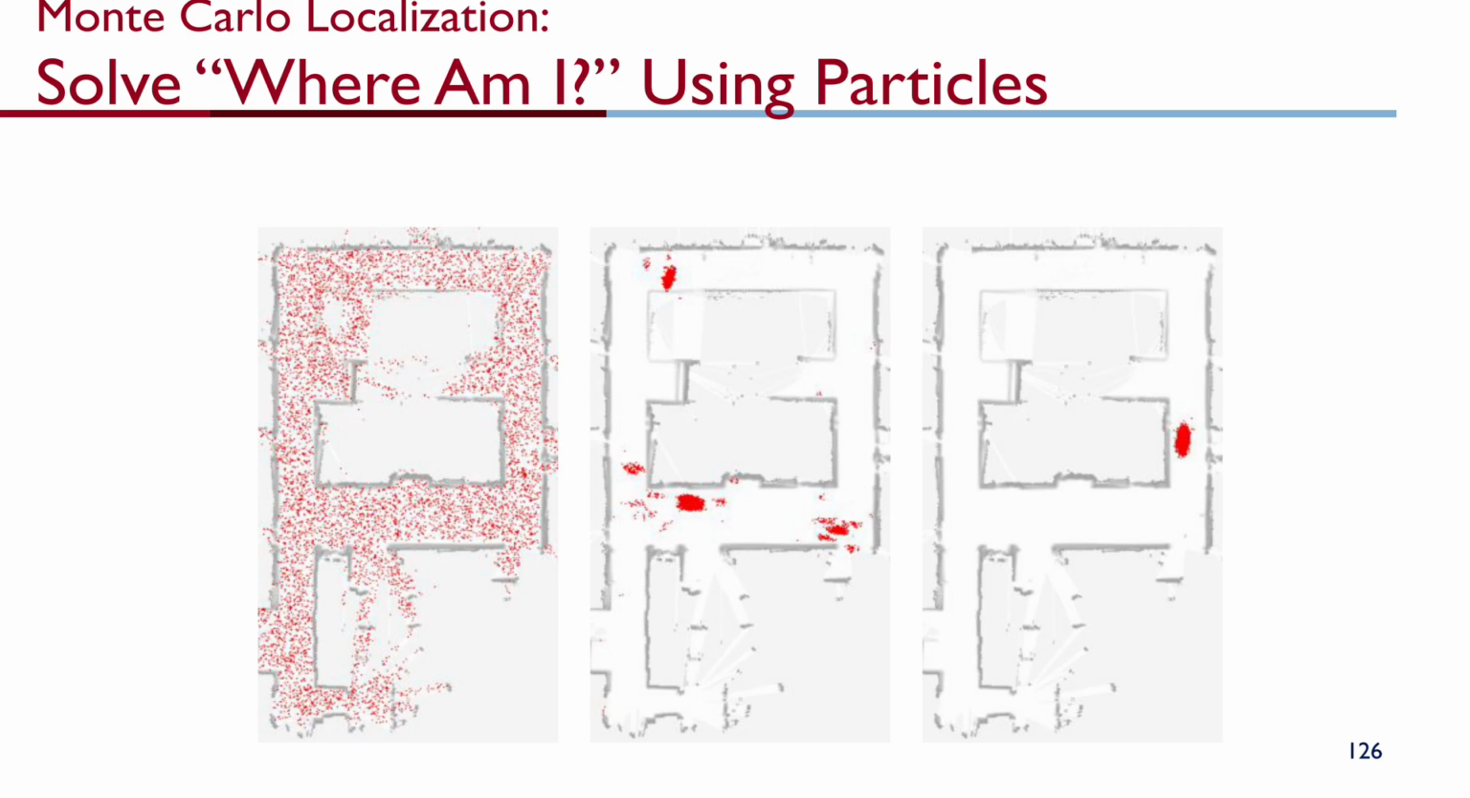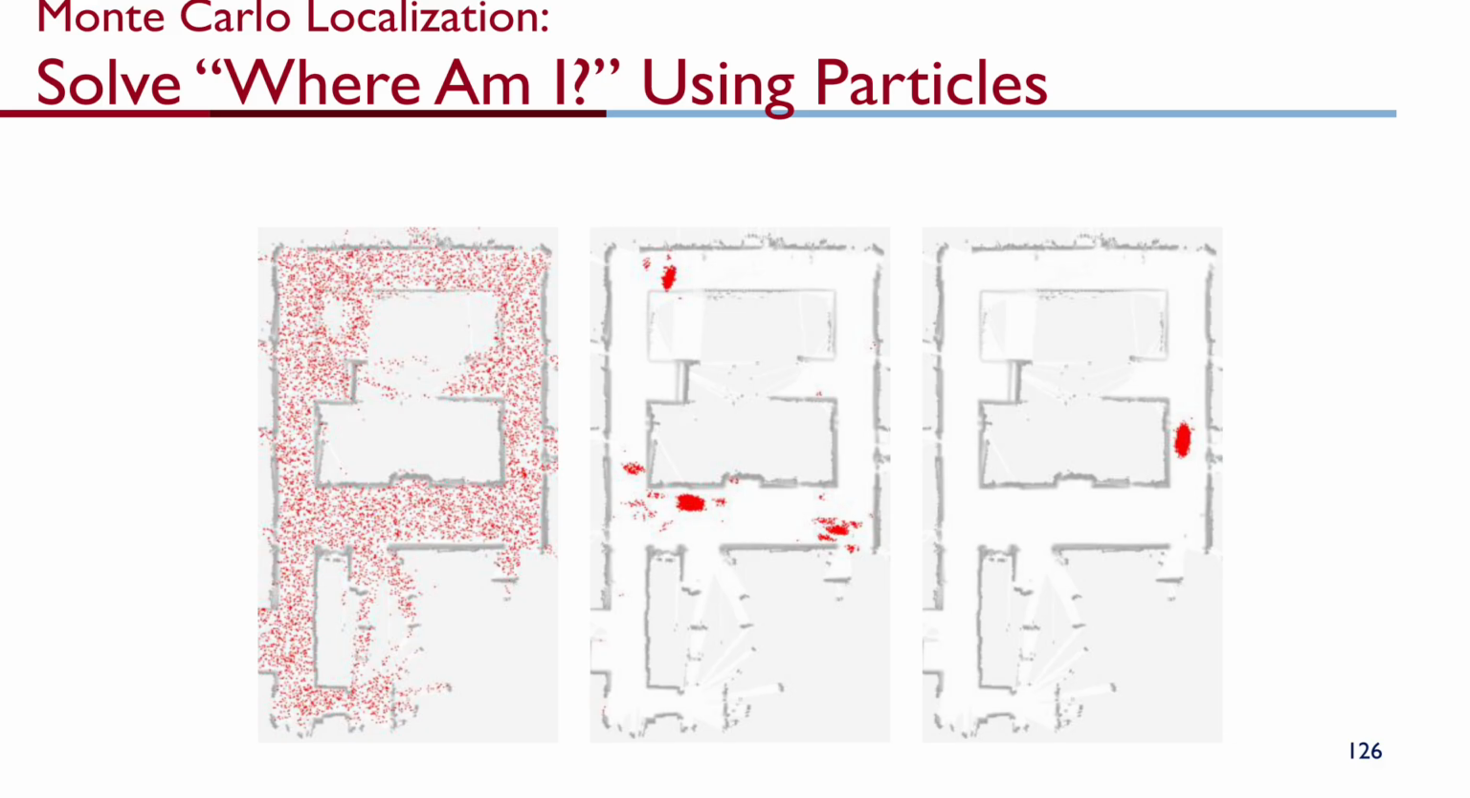Now let's look at how particle filtering can actually answer the fundamental question in localization. Where am I? In the very beginning, we spread particles all over the map. Each red dot is a potential hypothesis of where the robot might be.